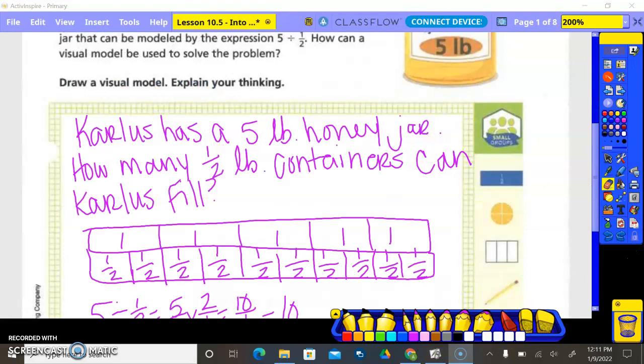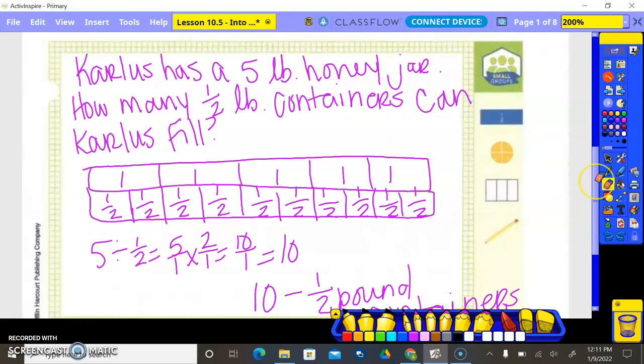Okay, so a word problem that I came up with was Carlos has a 5-pound honey jar. How many half-pound containers can Carlos fill? So I drew a bar model and I drew 5 whole sections, and then I broke each one of those whole sections into halves. And then when I counted up my sections, I had 10.